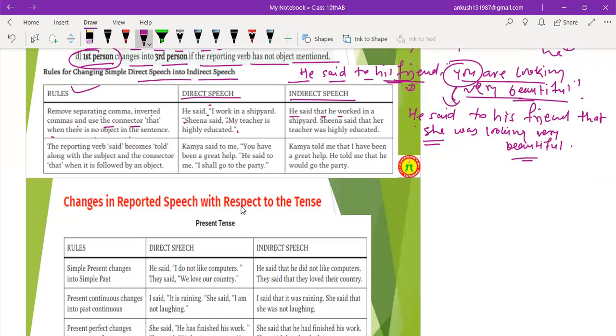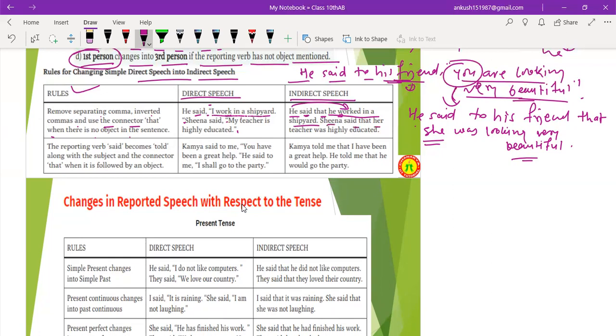He said that he worked in a shipyard. Why is the simple past tense used here? Because this is written in simple present tense. So our rule is, whenever the reporting speech is in past tense and the reported speech is given in present tense, while transforming it into indirect speech, the reported speech is also transformed into past tense. Got it?